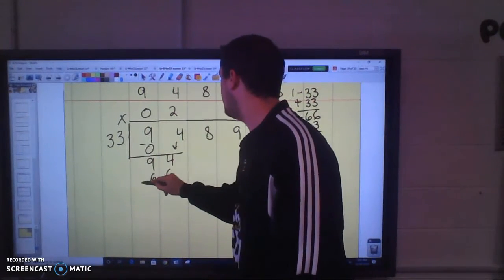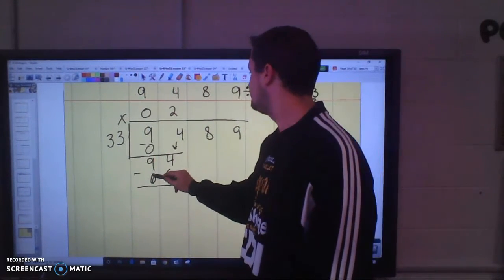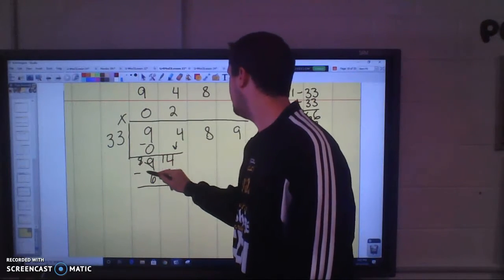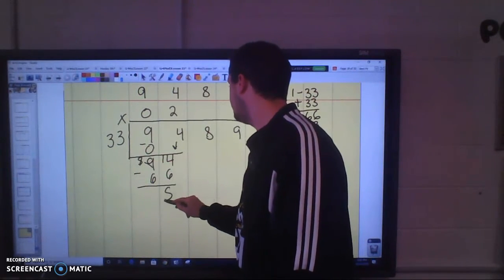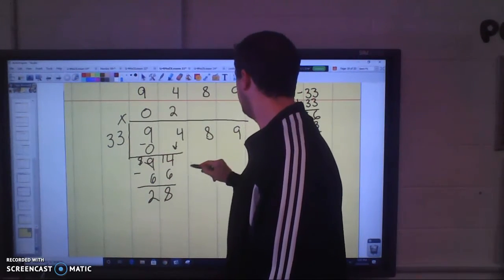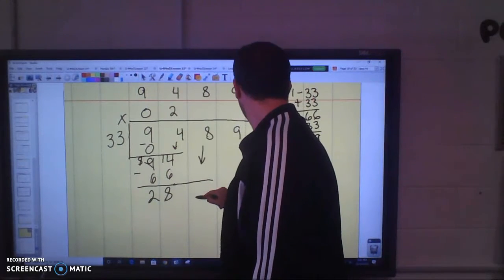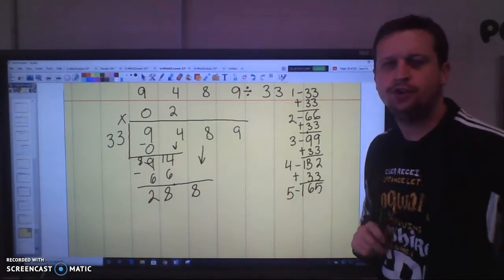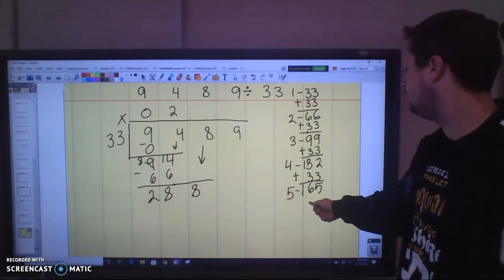So we're going to subtract. Can't do 4 minus 6. So that's 14 minus 6, which is 8. And 8 minus 6 is 2. I'm going to bring down this 8. So now we're looking at 288. Well, we're only at 165.